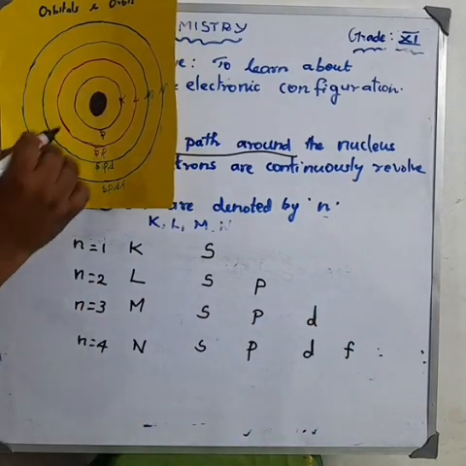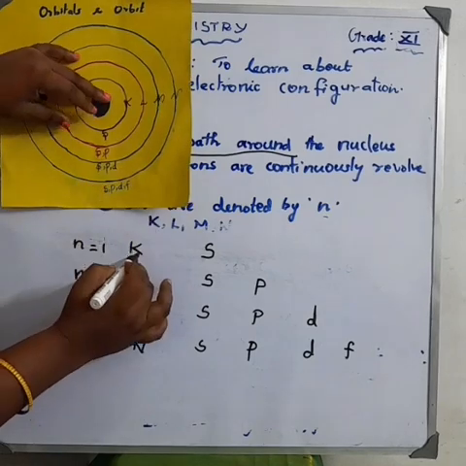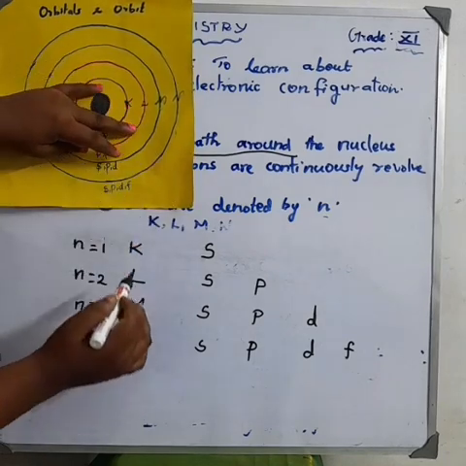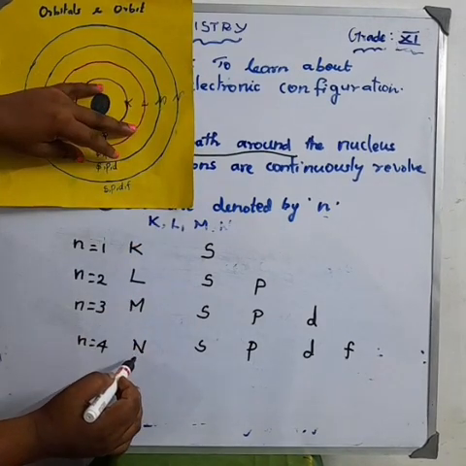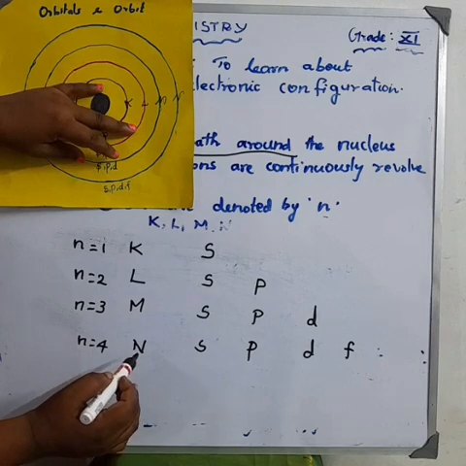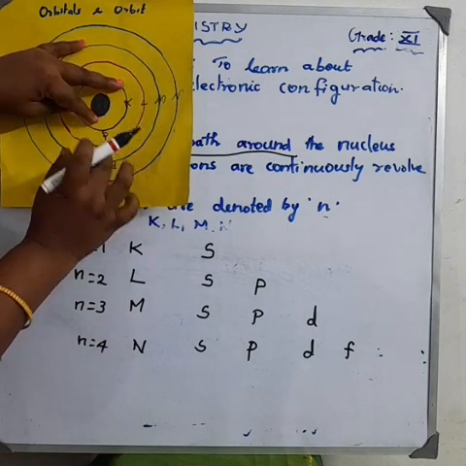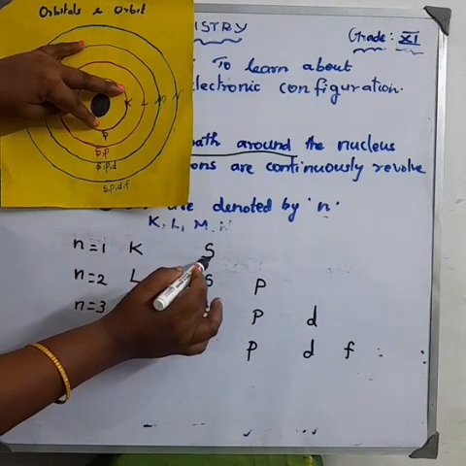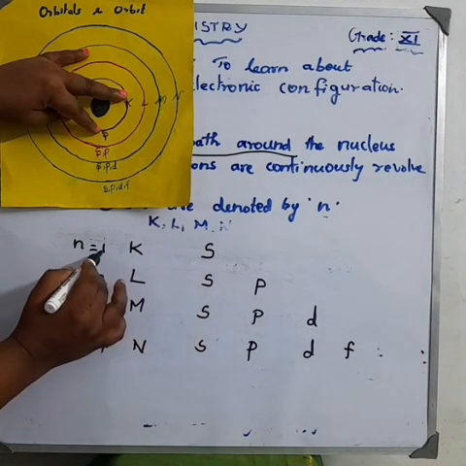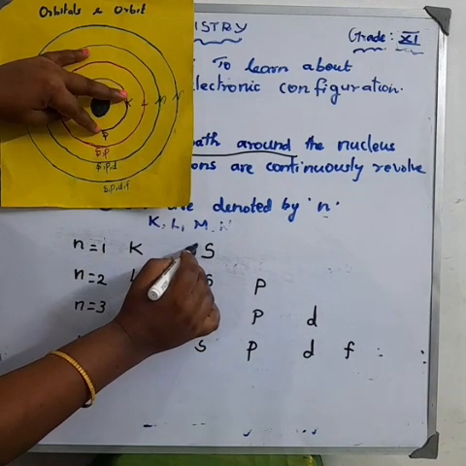Okay. So first orbit is K, second orbit L, third orbit M and fourth orbit N. What are the orbitals present here? The K orbit contains one S orbital. So n is equal to 1, and we can write 1S.